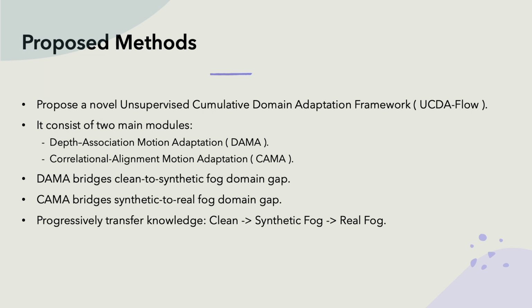By combining DAMA and CAMA in a unified framework, UCDA-Flow can progressively transfer motion knowledge from clean data to handle real foggy scenes through a two-stage cumulative adaptation process. First, DAMA transfers from the clean source domain to the synthetic fog domain. Then CAMA distills the synthetic fog knowledge into the real fog target domain.